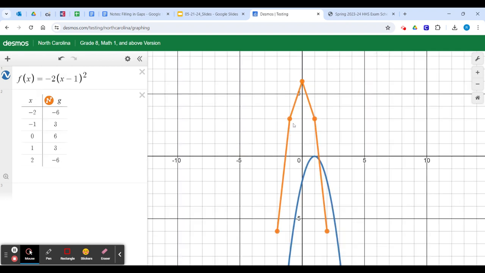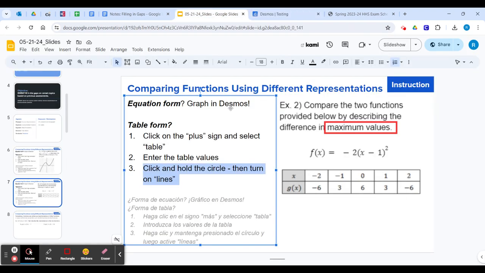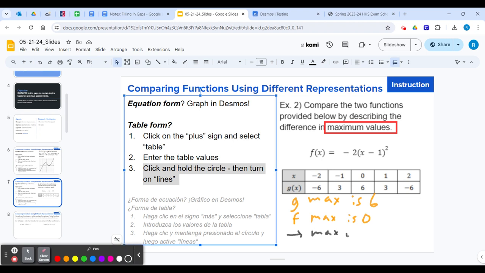If we're comparing our maximum values, it looks like g has a maximum value of 6. f has a maximum value of 0. Notice how the y value is 0. So we can notate this real quick: g max is 6, f max is 0. So I'm going to say that the max of g is 6 above f.